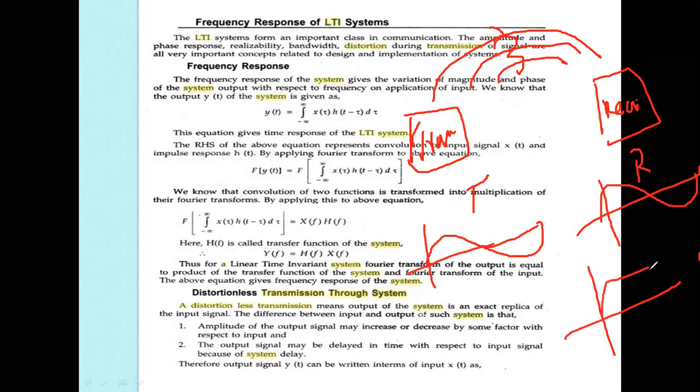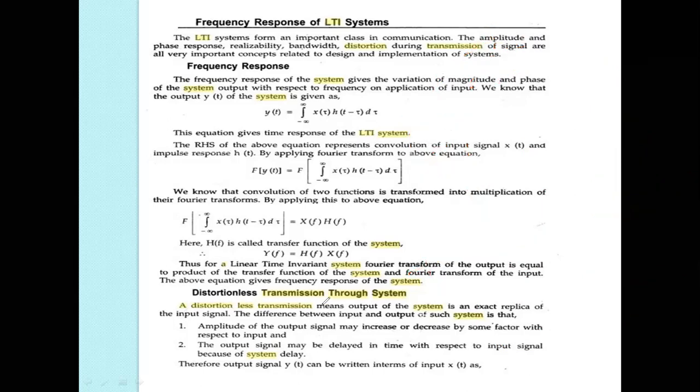Distorted means, suppose, the waveform looks like this. There is a distortion that occurs. Without any distortion, it is exactly the replica. What we send from the transmitter is received at the receiver side. That we can call distortionless, an exact replica of what we send from the transmitter. A distortionless transmission means the output of the system is an exact replica of the input signal.